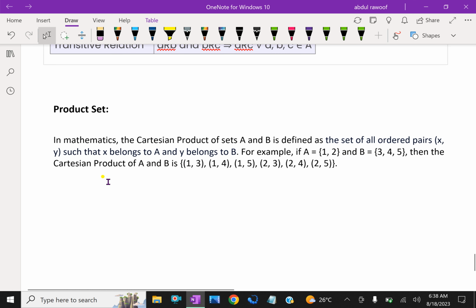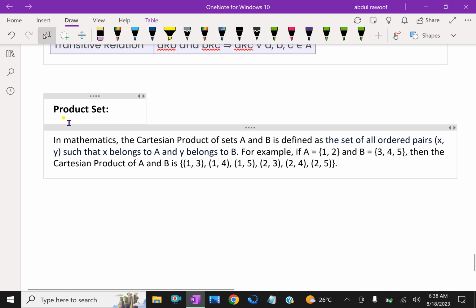Now we'll discuss the product set in mathematics. The Cartesian product of sets A and B is defined as the set of all ordered pairs (x, y) such that x belongs to A and y belongs to B. For example, set A is {1, 2} and set B is {3, 4, 5}. Then the Cartesian product of A and B is 1 related to 3, 4, 5, then 2 related to 3, 4 and 5.